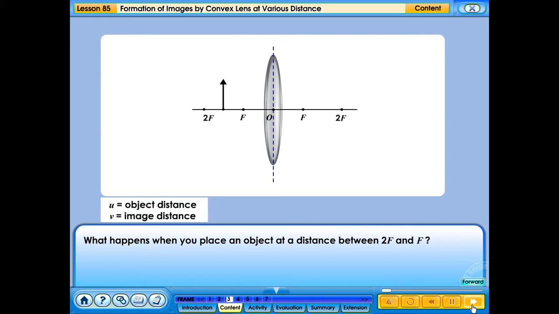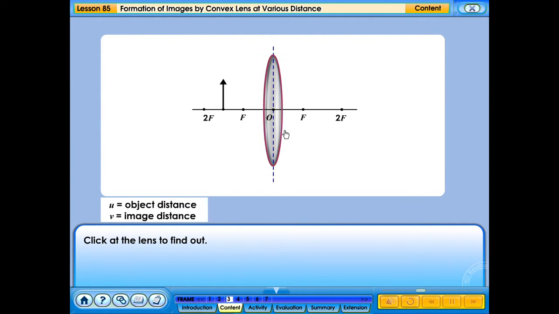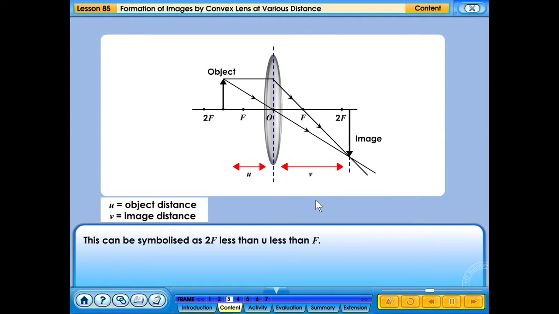What happens when you place an object at a distance between 2F and F? Let us see what happens when the rays pass through the convex lens. Click on the lens to find out. This can be symbolized as 2F greater than U greater than F.